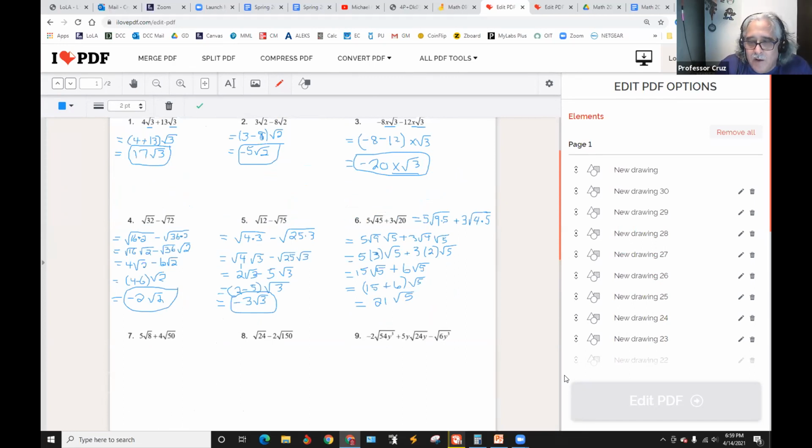So see if you can take a whack at that next one. That next one should be fairly easy because the square root of 8 breaks down to 4 times 2. And then you can use the 2 into the 50 to give you the other one. I got 30 square root 2.